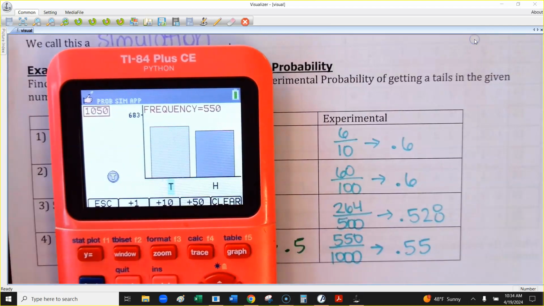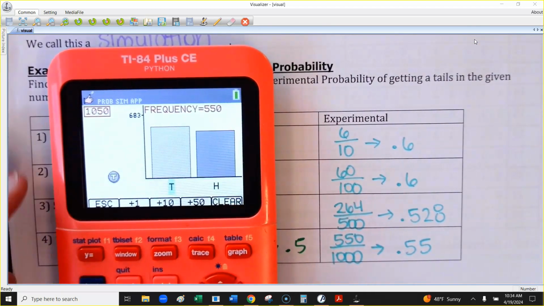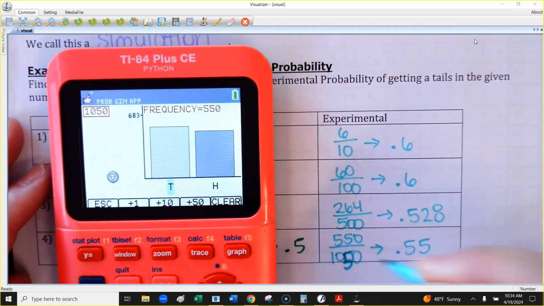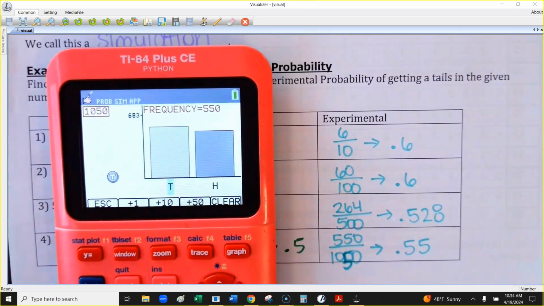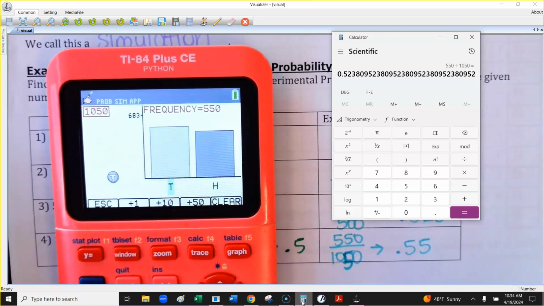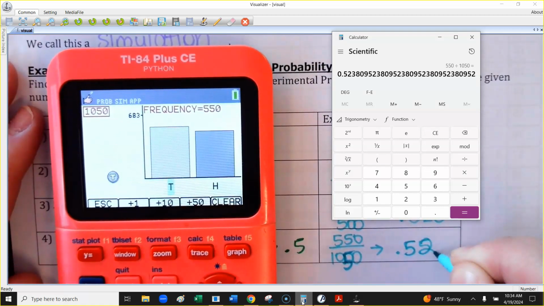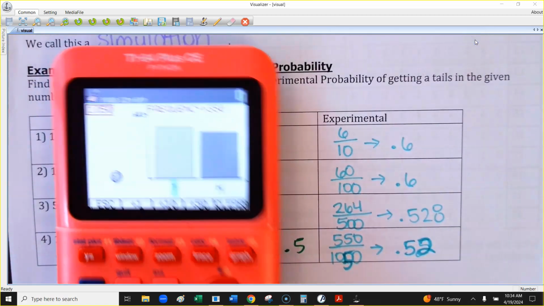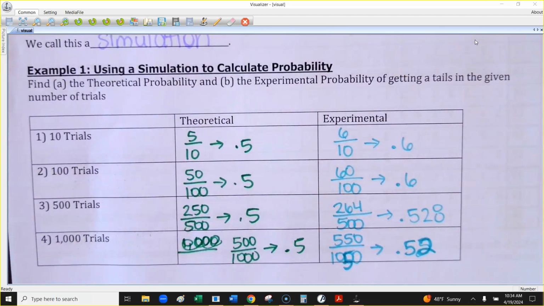So the theory is the more I, shoot, I hit that button one too many times. This was actually out of 1,050 for mine, forgive me. Now I have to recalculate that. It should approach 0.5 as you get bigger and bigger. So I'm going to do 550 divided by 1,050. Okay, so this is 0.52. I accidentally hit the button too many times, but it should approach 0.5 the more simulations you do. So the more trials you do, you should get closer and closer to 0.5. That's what that's supposed to show you.